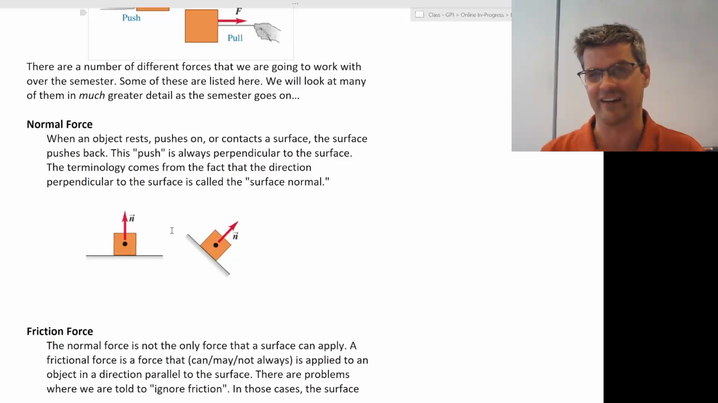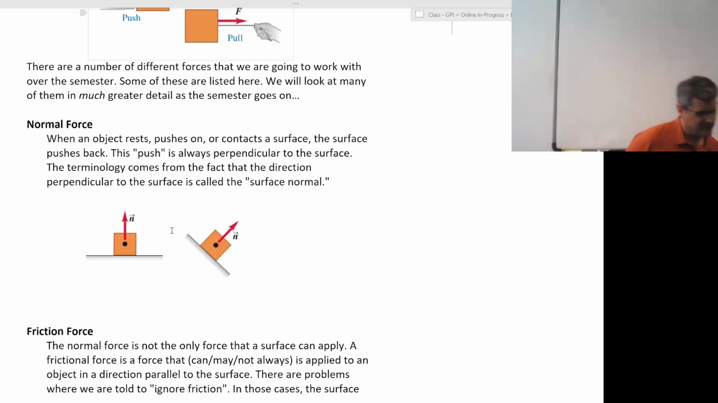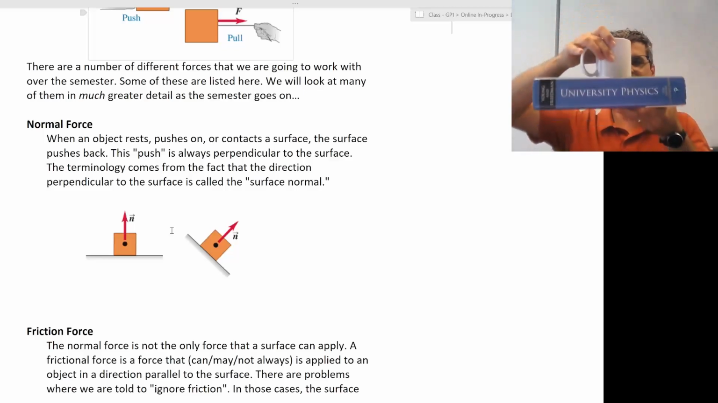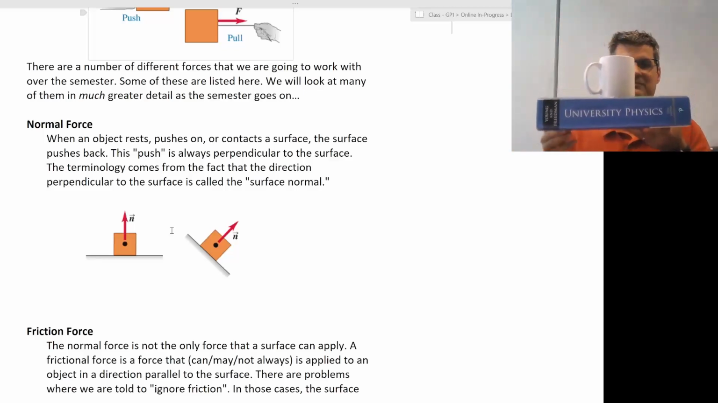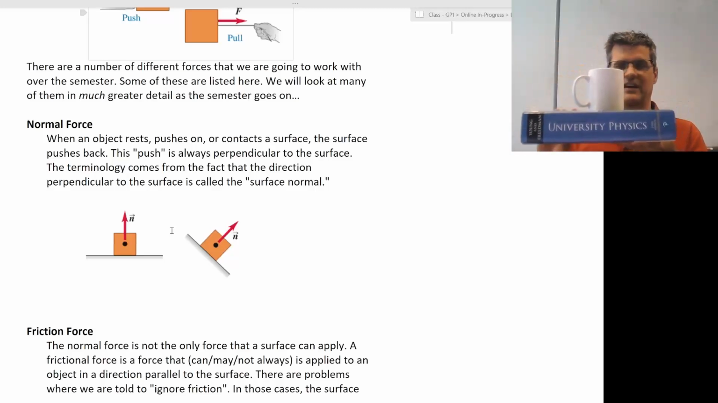Now there's a small subset of forces that we deal with in this class. This is not an extensive list of all of the possible forces, but one of the forces that we're going to work with is something called a normal force. This is a force of interaction between an object and any surface that it is in contact with. So for example, I could have a copy of our textbook and I could put a coffee cup on this textbook. So there is a normal force that this book is putting on this coffee cup.